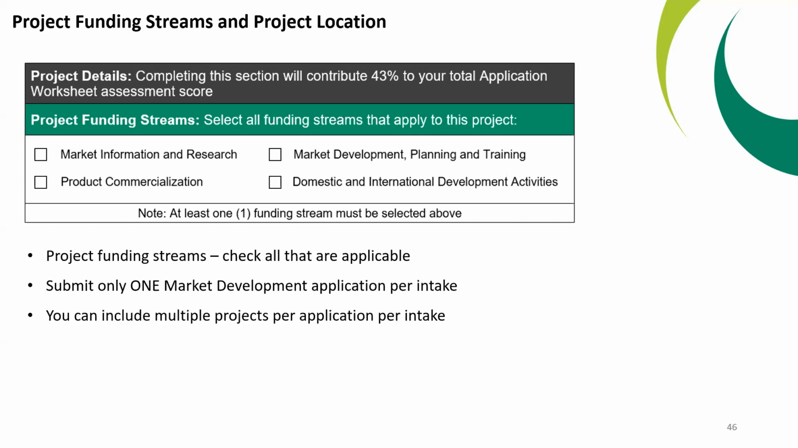Also, you only need to submit one market development application per intake, and you can put multiple projects per application per intake. So for instance, if you've got three very different market development related things you want to accomplish, it's perfectly fine to put all of those onto one application. If we receive multiple applications, we'll either take the first one that we received from you, or maybe the largest valued one. But either way, the maximum cost share available is $30,000 per intake.